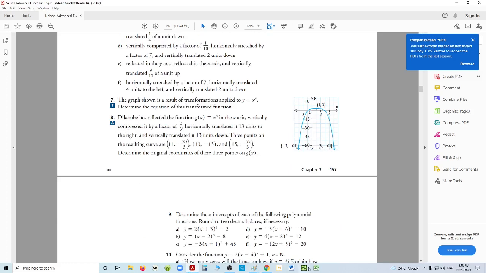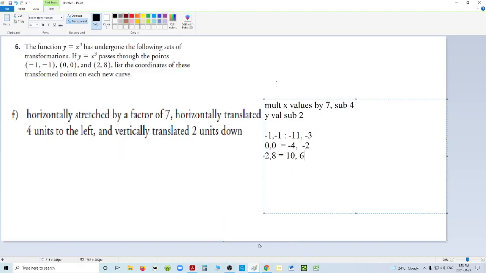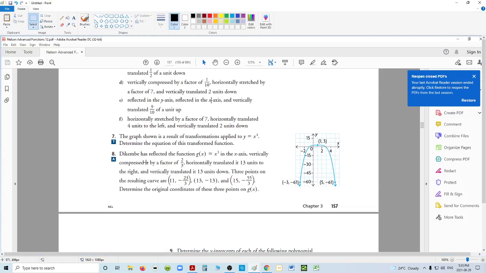Okay, number 7 and 8. I might have to stop early. The graph shown is the result of a transformation of a cubic.